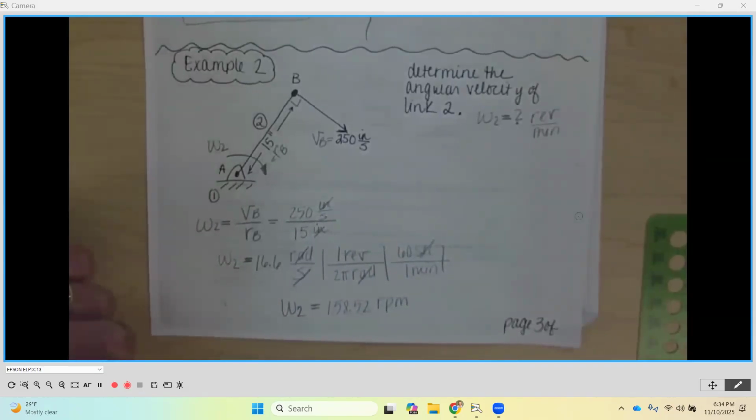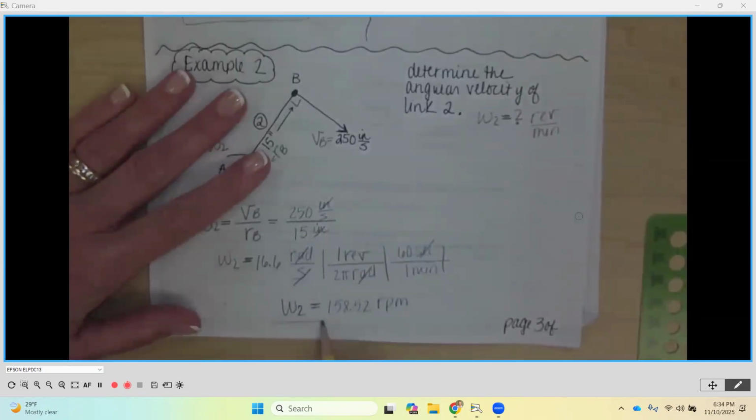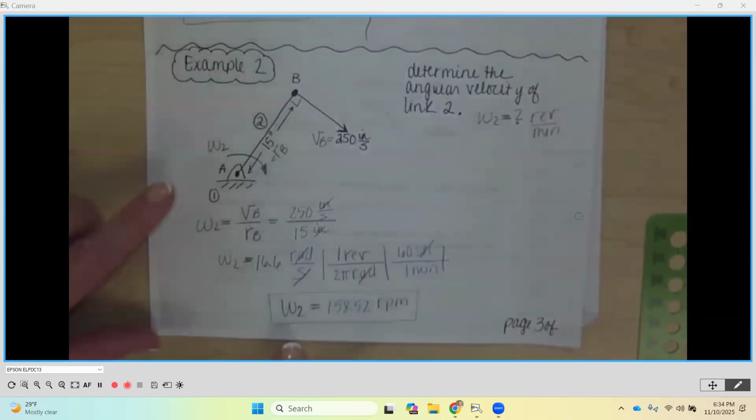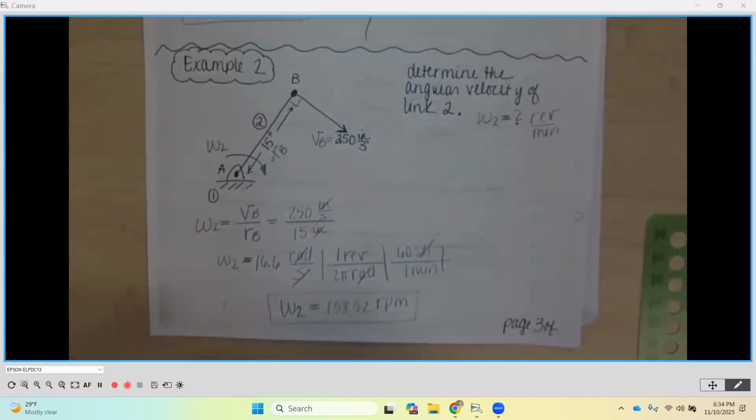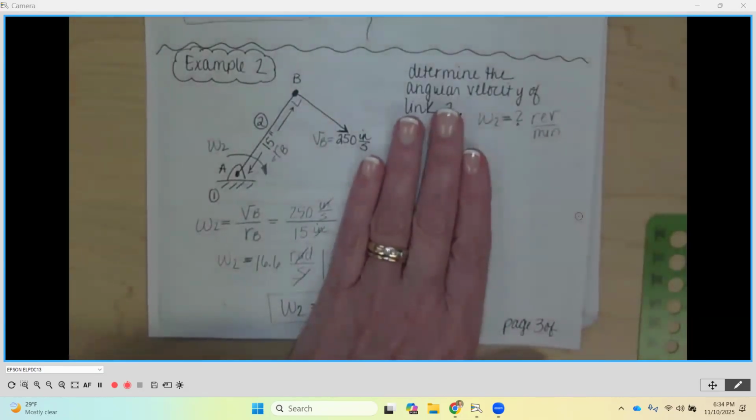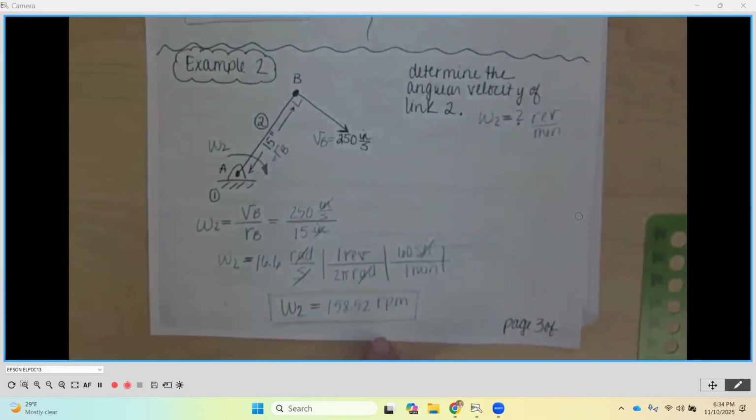So, box around this. And again, this is an angular velocity. You would not stop at the radians per second. You want to then convert and report your final answer in RPMs. Okay. So for right now, that's as far as we're going to go.